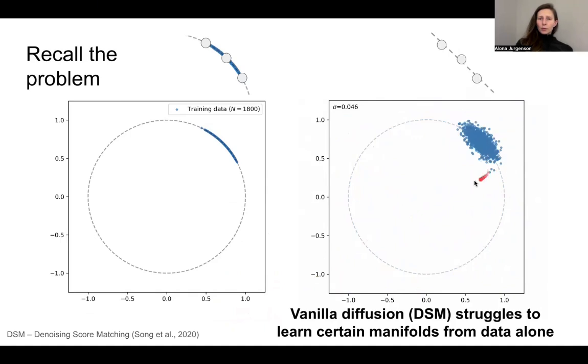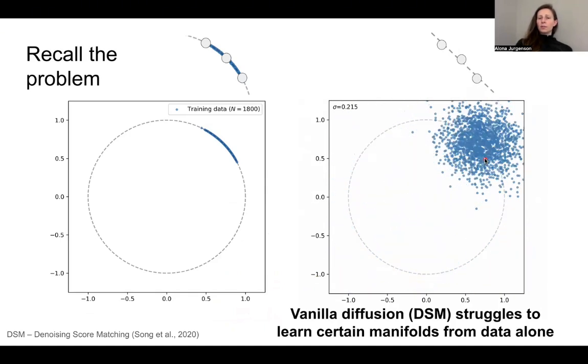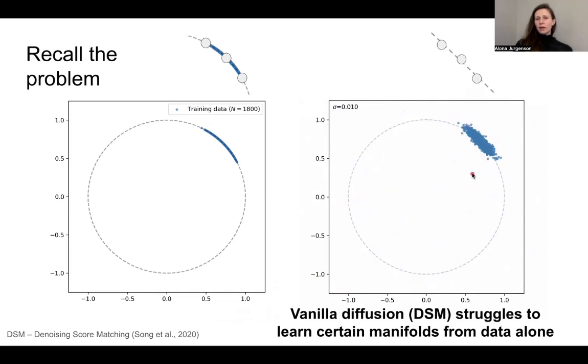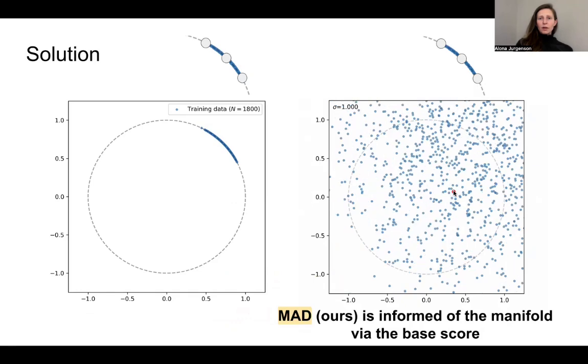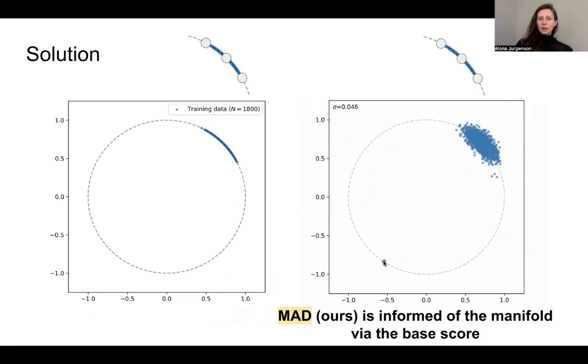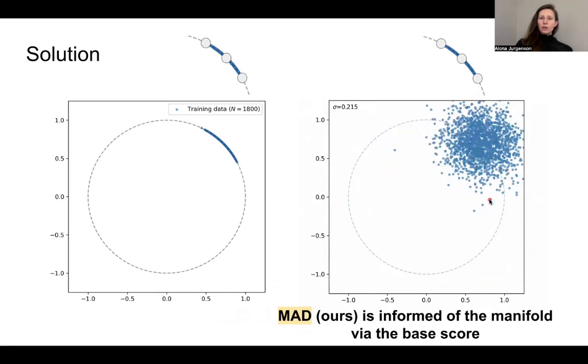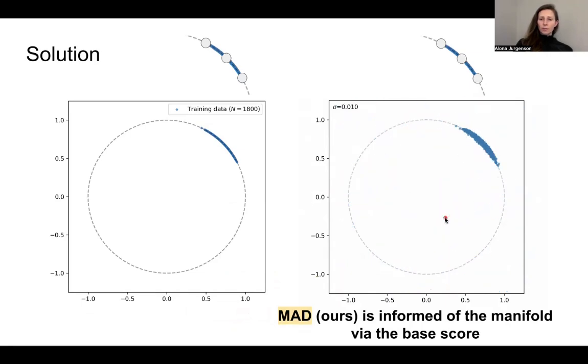Recall the problem that we had where the vanilla diffusion struggled to learn the manifold and the distribution on it from the data alone implicitly. In our case, what we can see is that MAD can actually successfully reach the manifold structure as well.